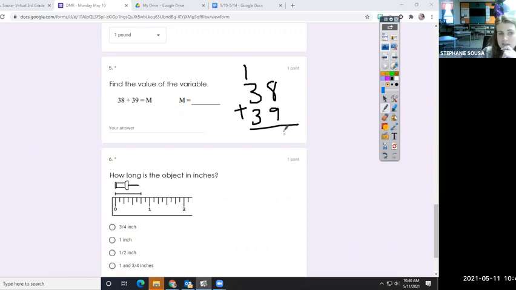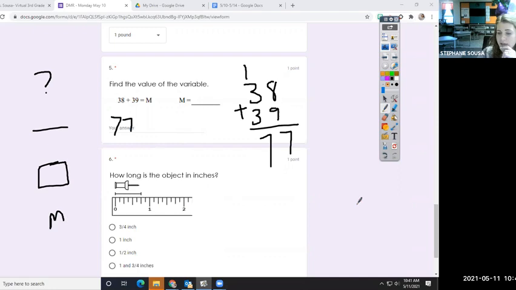8 plus 9 is 17. Carry our 10, put down our 7 ones. 30 plus 30 is 60, plus another 10 is 70. 77. M equals 77. No reason to freak out. Just think of a question mark, a line, and a box. All we've done is make it a letter. That's it. Yes, William.